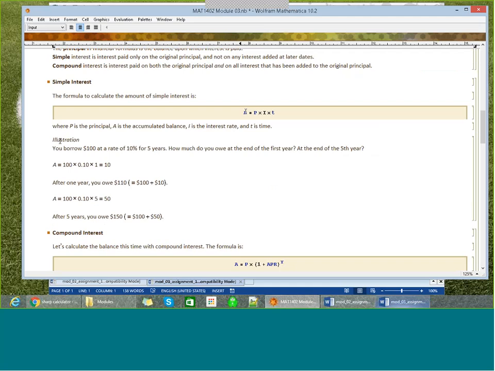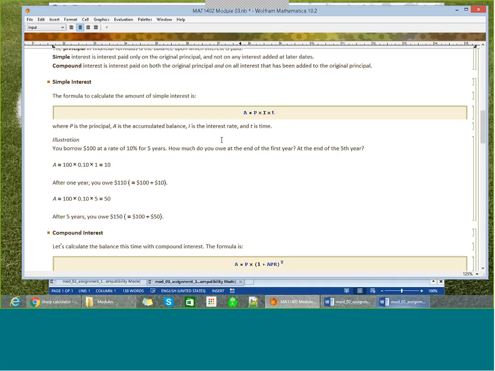So the formula is, so the A is accumulated balance, P is the principal, the I is the interest, the T is the time. If you're asked to do simple interest, just multiply the principal, the interest rate, and then the time. So in this case, if you borrow $100 at the rate of 10% for 5 years, so that principal is $100, 10% is the interest rate, and then time is 5 years.